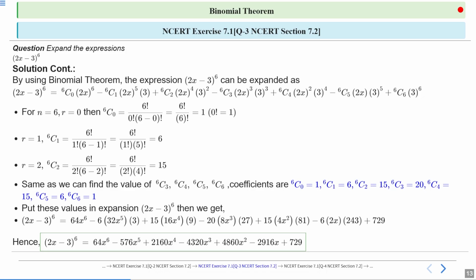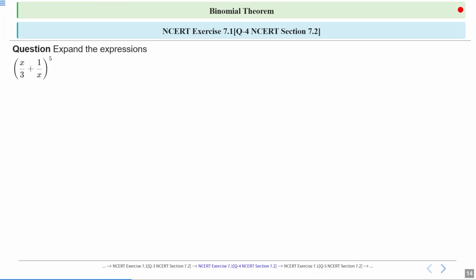So finally, we get the expression in the expanded form: (2x − 3)^6 is 64x^6 − 576x^5 + 2160x^4 − 4320x^3 + 4860x^2 − 2916x + 729. Now we will look at question number 4.